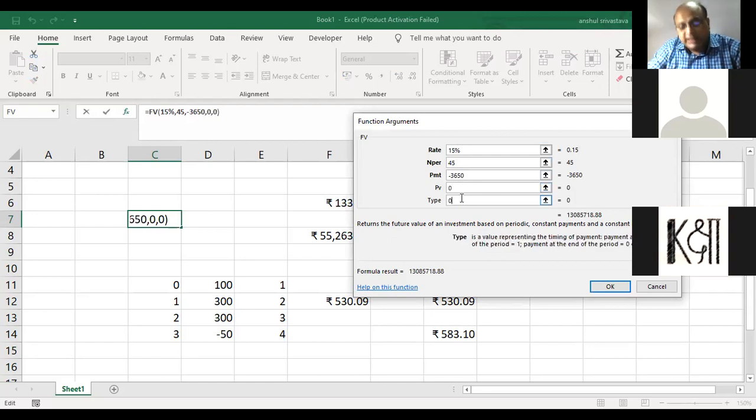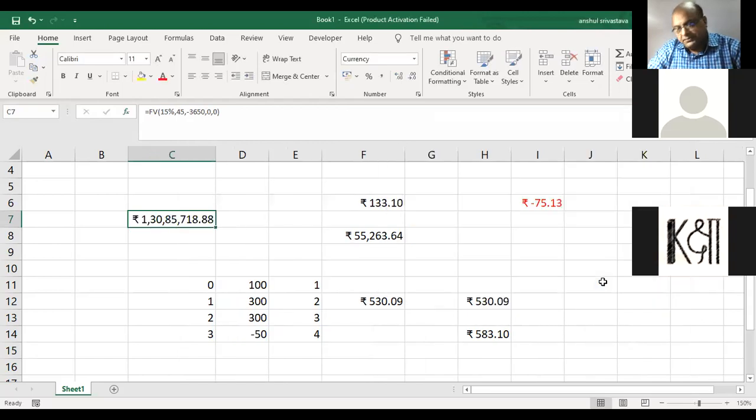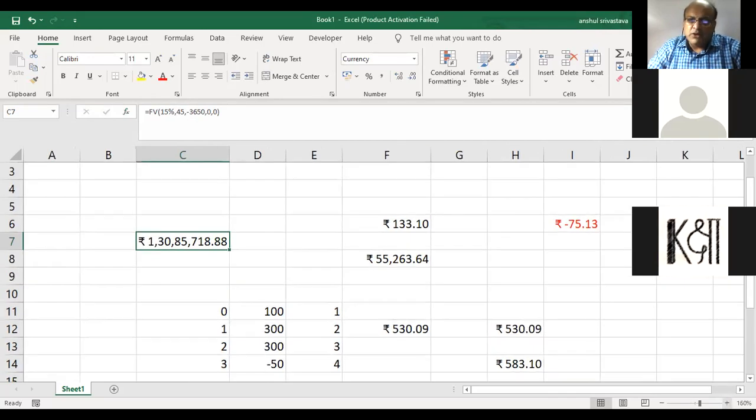Why type 0? Again, I am repeating. Type is 0 because she is not investing immediately. She is saving 10 rupees every day. At the end of the year, she is going and investing the accumulated savings. Look at the amount. Interesting, no? The amount is 1 crore 30 lakh 85,780.